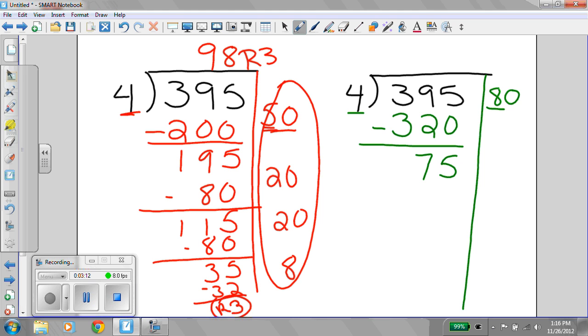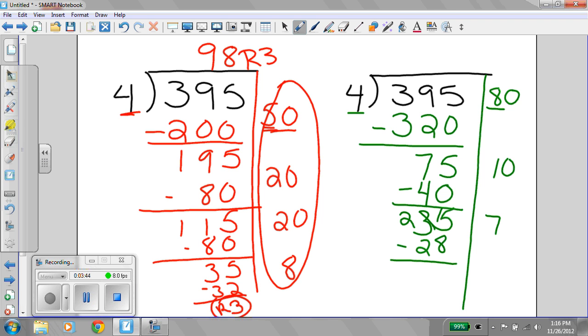Well, let me see. I'm going to try how many 4s are in 75. I'm going to try 10 because I know there are at least 10 4s in there. So I'm going to subtract 10 times 4, which is 40. There it is. 5 take away 0 is 5. 7 take away 4 is 3. Somebody else might say, well, let's see, how many 4s are in 35? I know there are at least 7. 4 times 7 is 28. And so now my answer, I have a remainder of 7.